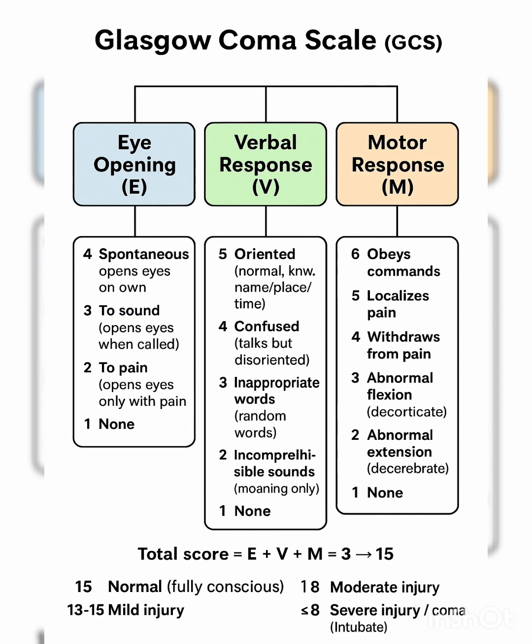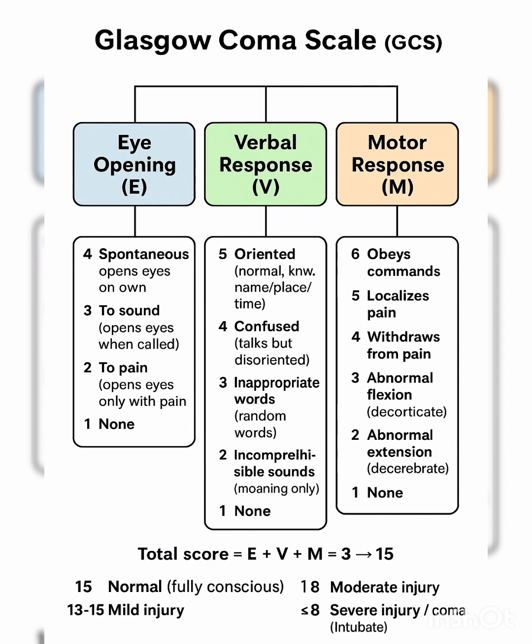E2 is to pain. Here patient opens eyes only when given painful stimulus. Example: nurse presses patient's nail bed or applies sternal rub, and then patient opens eyes, then it's marked as E2 or to pain. E1 is known as none, no eye opening at all. Example: even after calling loudly or giving pain, eyes remain closed, then it's marked as E1.